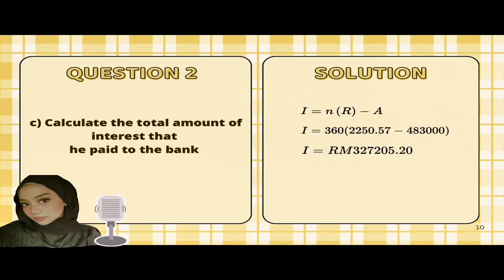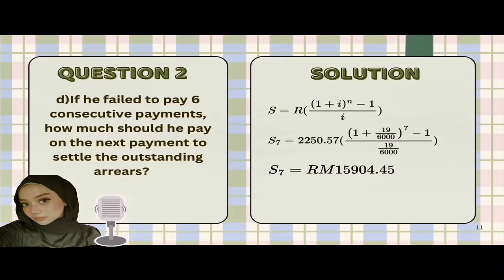Question 2C. Calculate the total amount of interest that he paid to the bank. So we have to use the formula I equals nR minus A. From the previous question, n is equal to 360. R is the monthly payment for the loan, which is RM2250.57. And don't forget, we have to subtract A, which is the balance of the house, RM483,000. The total amount of interest that Adri has to pay to the bank is RM327,205.20.